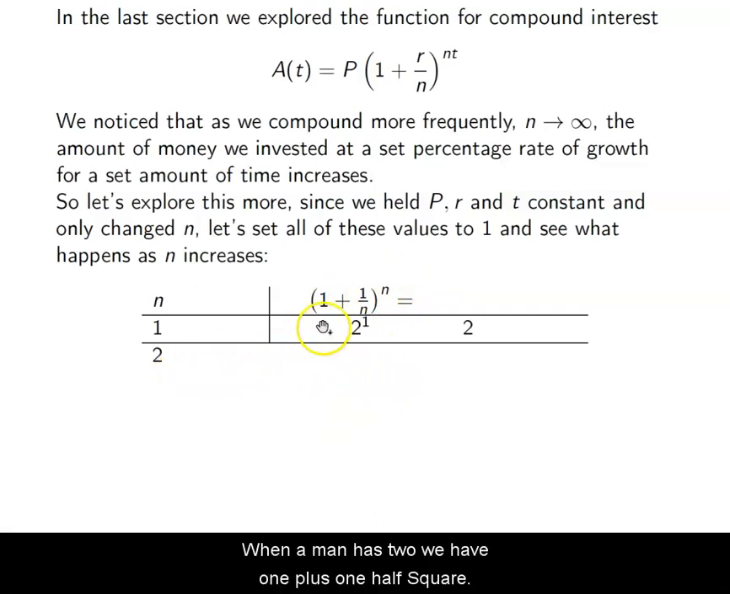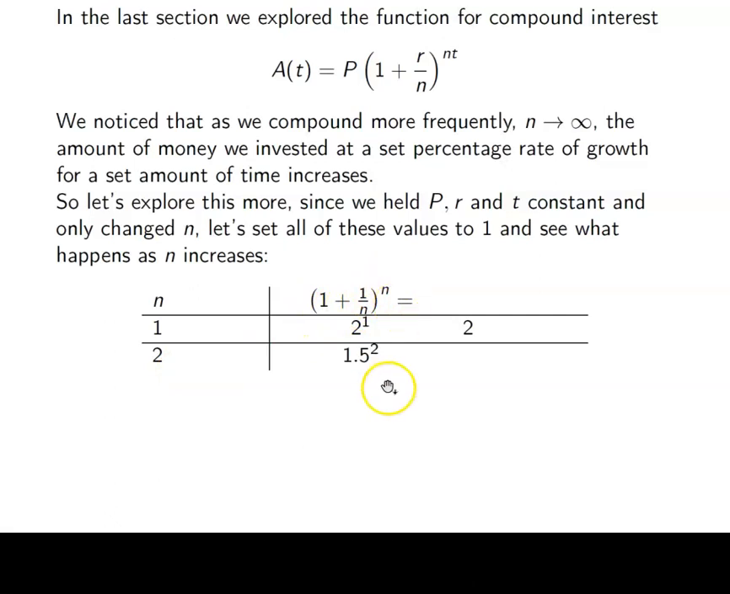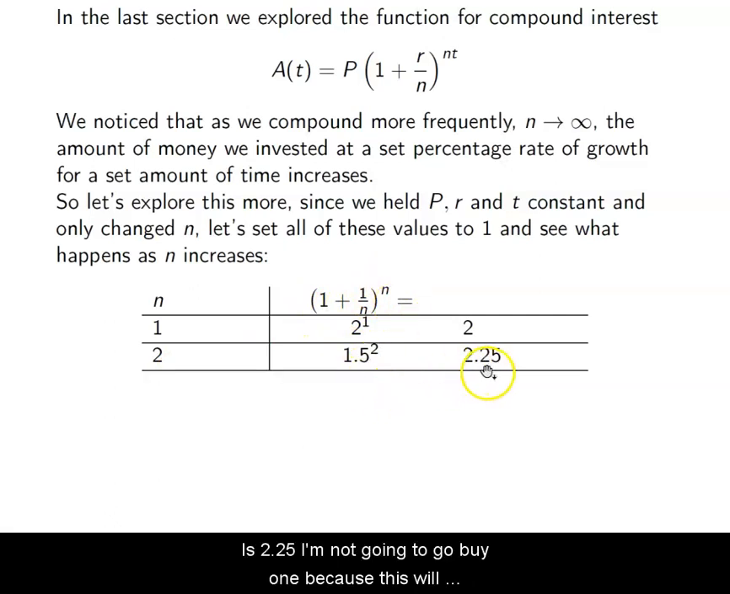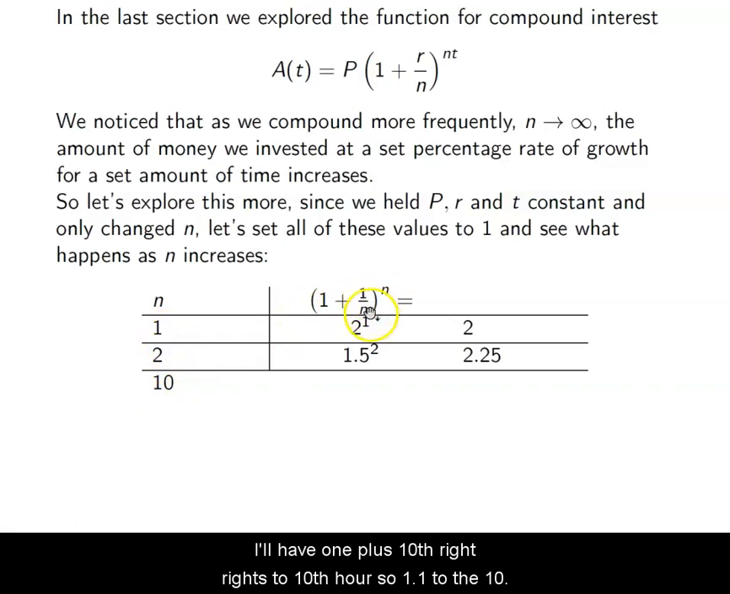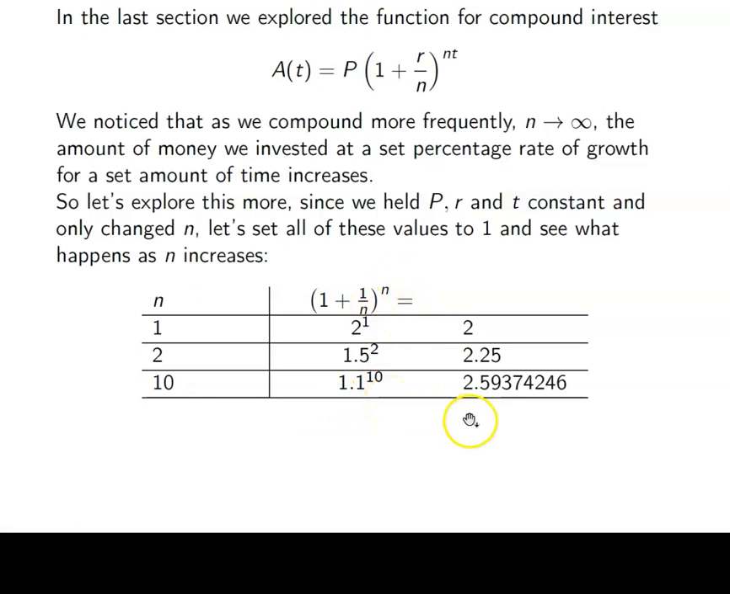When n is 2, we have 1 plus 1/2, squared, so 1.5 squared, which is 2.25. I'm not going to go by ones because this will take a very long time, since we want very large values of n. But notice that the minimum is 2. When I plug in larger and larger values, this time let's go to 10, I'll have 1 plus a 10th, raised to the 10th power, so 1.1 to the 10th. It's 2.59 and some change.